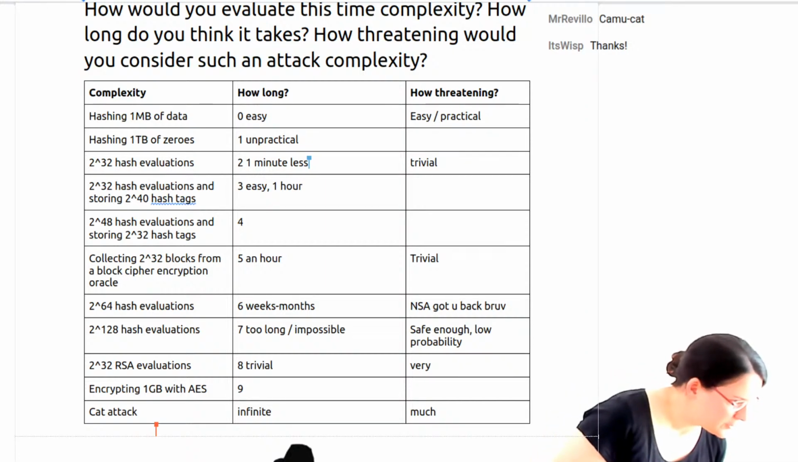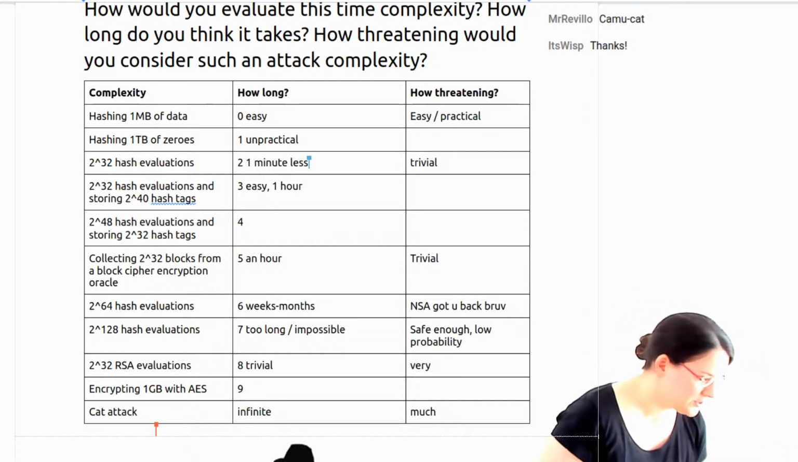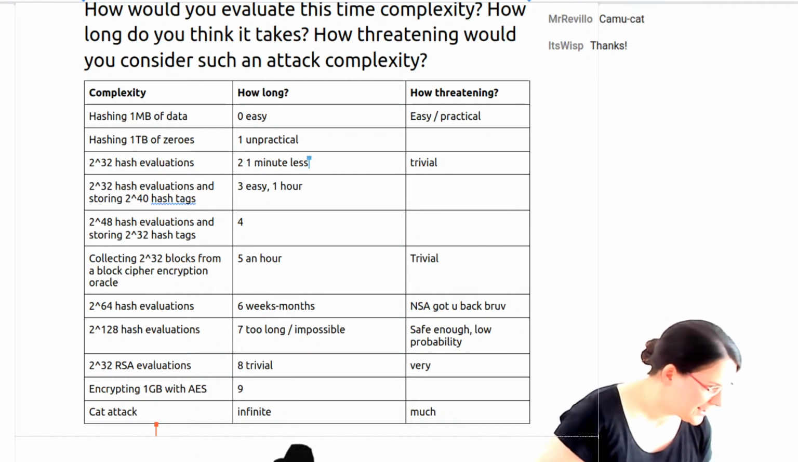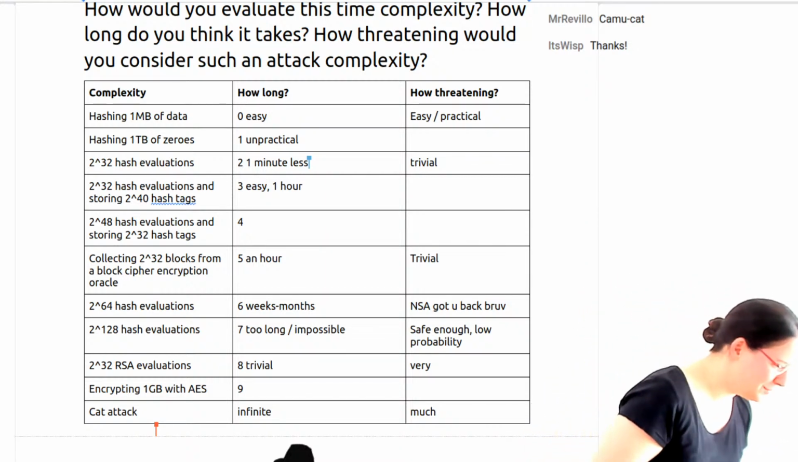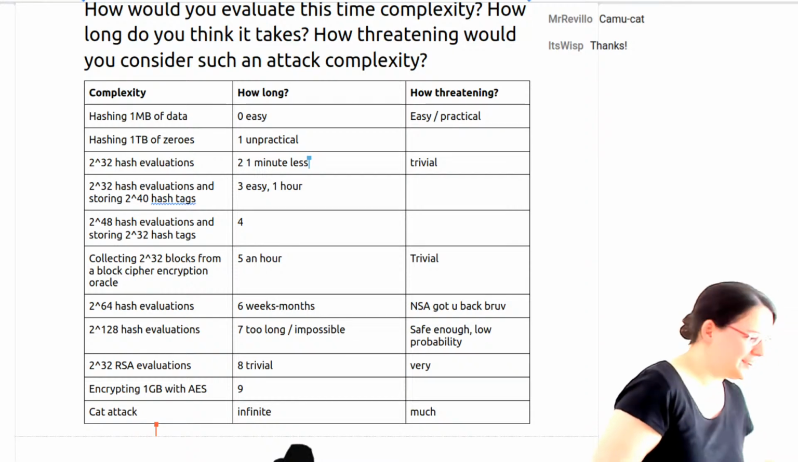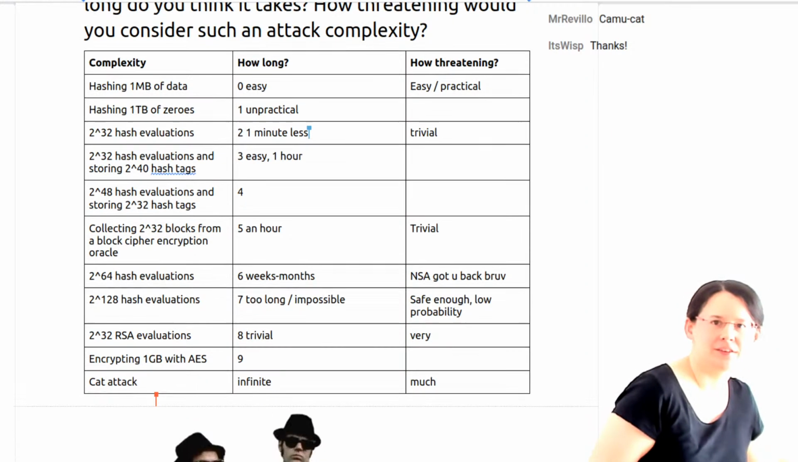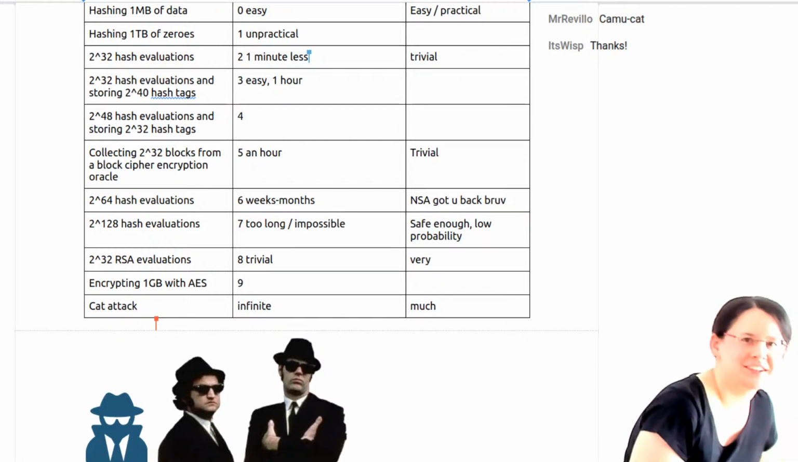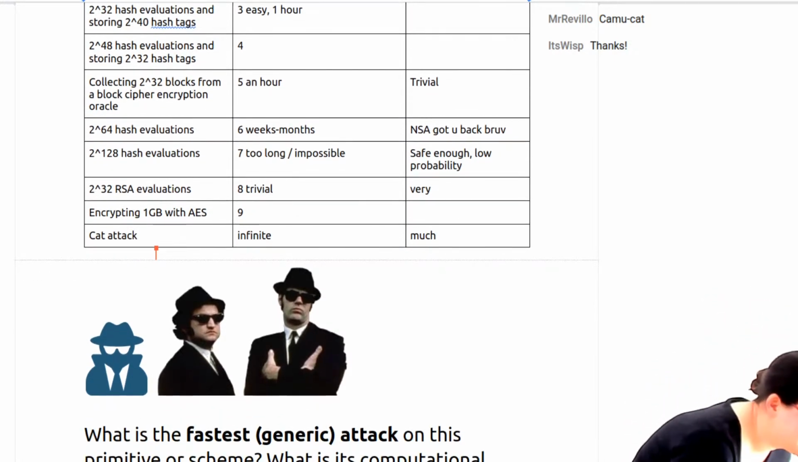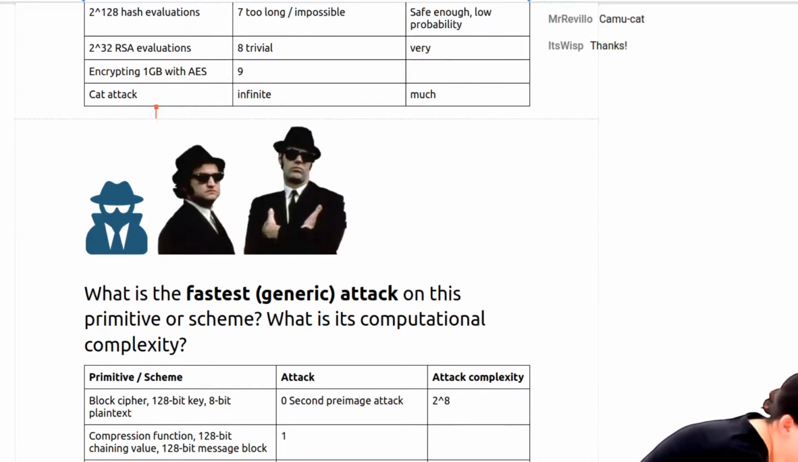Finally, we have encrypting 1 gigabyte with AES. Well, we just did an example in this direction. And cat attack. How long? Infinite? Well, that would probably be fun. Okay, what else do we have here in the quiz? Some people who are watching. Okay, that looks good. What are the fastest generic attacks?